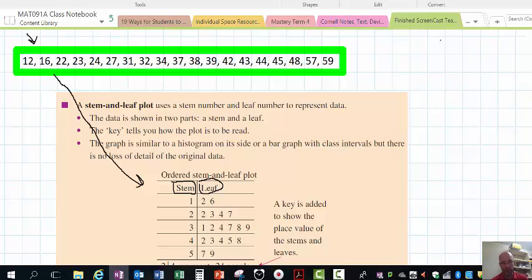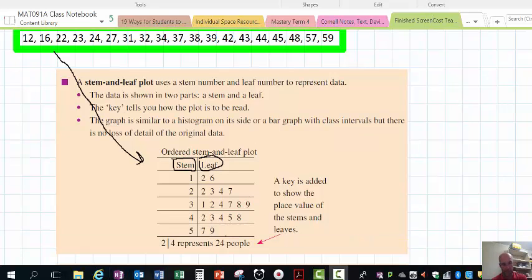How does it work? One way is to look at what's called the key, and the key tells you how the plot should be read. You can see right down the bottom is the key. For example, if you had a 2 on the left of this big long line and a 4 on the right hand side, that would mean 24. So that's how you read it. And we look at not just the numbers in there, but we look at the shape.